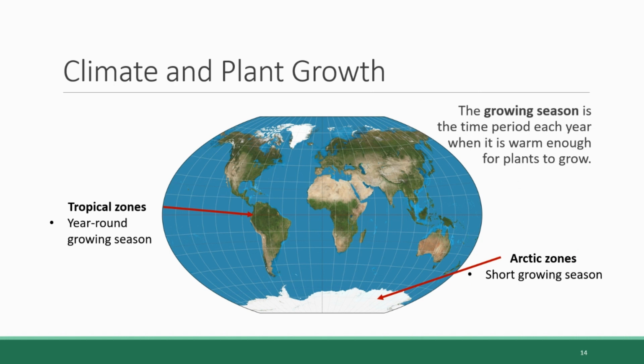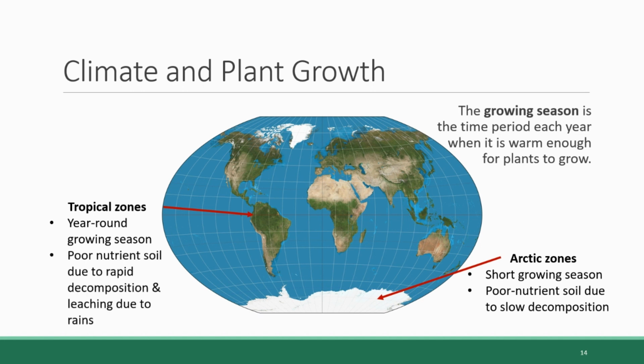Another factor that plays into plant growth is soil nutrition. And Arctic zones tend to have very poor nutrient soil because the cold temperatures mean that any organic material in the region decomposes very slowly. So it does not break down quickly and re-enter the cycle in order to support other living things and provide nutrition. Interestingly, tropical zones tend to suffer the same problem.